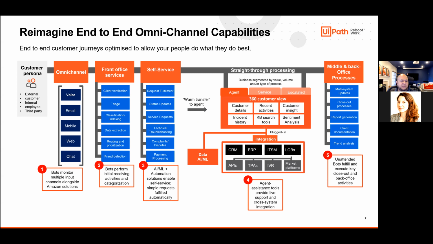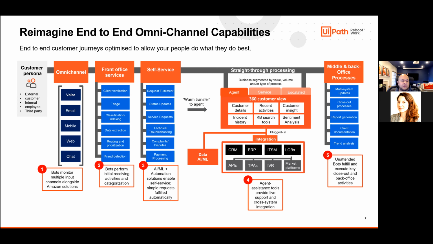Where we see robots playing a key role is we can integrate with a lot of the channels, including Amazon Connect and others, to monitor all those inbound channels and then do a lot of those initial front office processing. That could be verification, initial triage, routing, categorization or classification, extracting data, prioritizing based on things like sentiment and others, and even detecting fraud. There's rule-based processing, but there's also a lot of great AI models, including what we'll get from AWS, that can help with sentiment analysis, text classification, named entity recognition, and things like that.